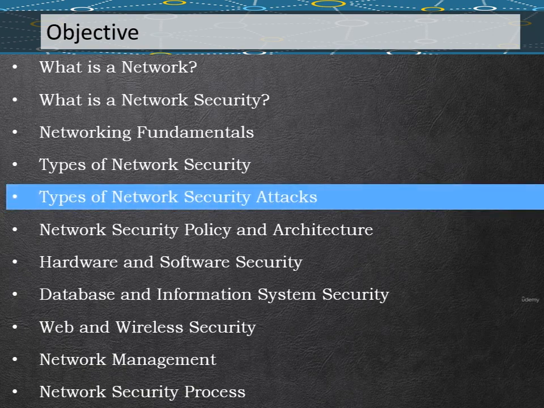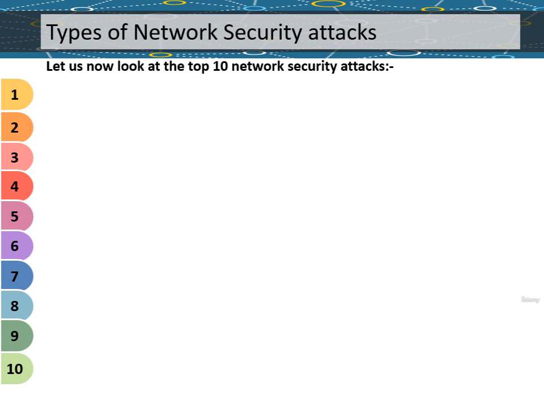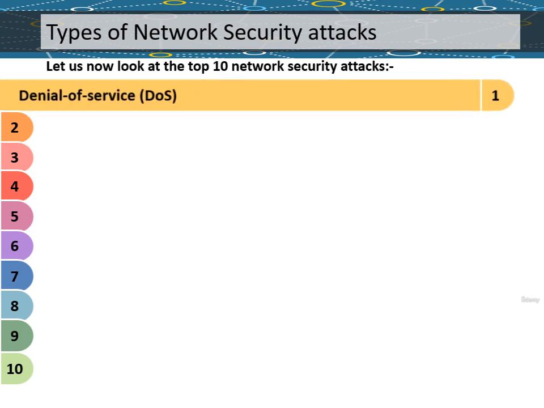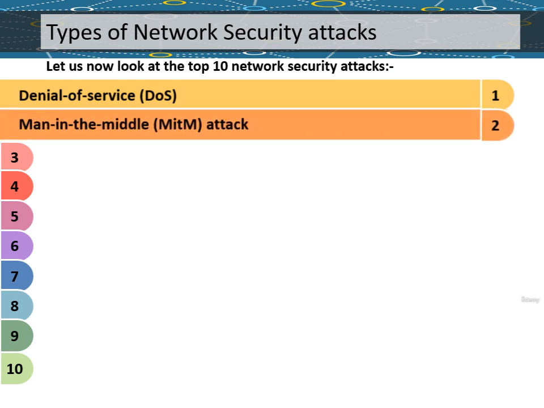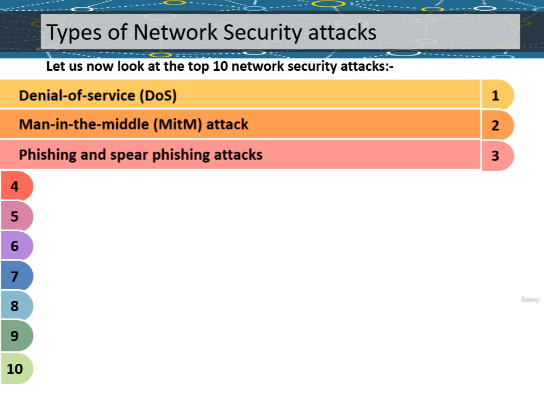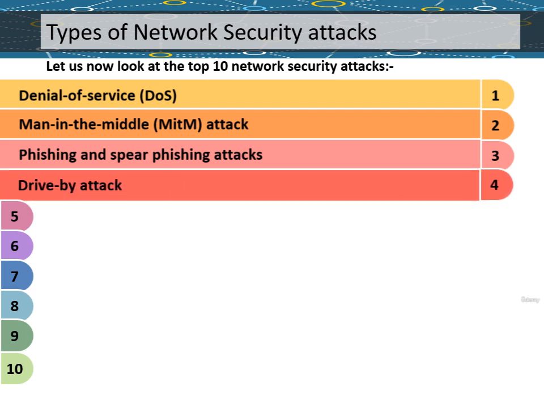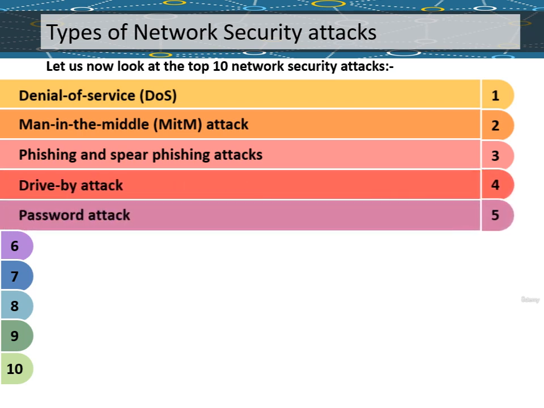Next, types of network security attacks. Let us now look at the top 10 network security attacks. Number 1 is denial of service, DOS. Number 2, man in the middle, MITM attack. Number 3, phishing and spear phishing attacks. Number 4, drive-by attack. Number 5, password attack.